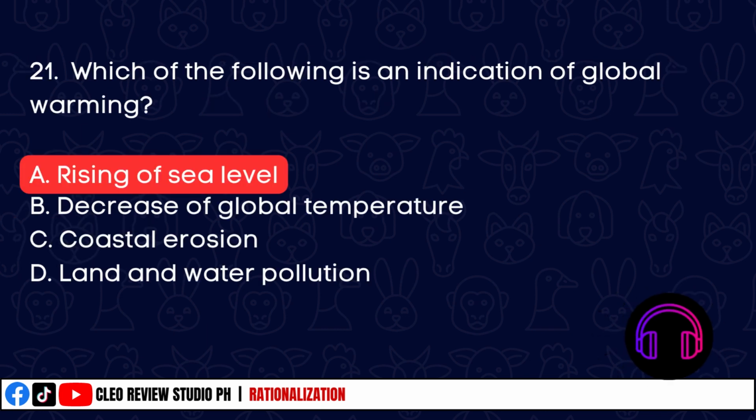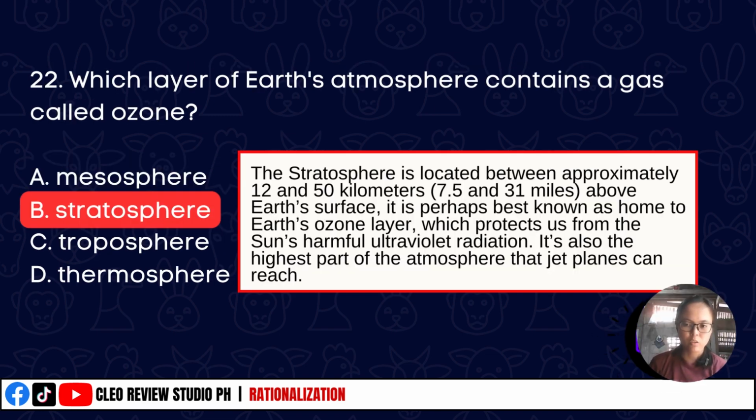Which of the following is indication of global warming? When the temperature rises, of course, the sea level will rise. One of the examples is the melting of our glaciers. The correct answer is letter A, rising of sea level. Which layer of Earth's atmosphere contains a gas called ozone? The correct answer is stratosphere. We have 5 major and several secondary layers, and only the stratosphere is best known as home to Earth's ozone layer.